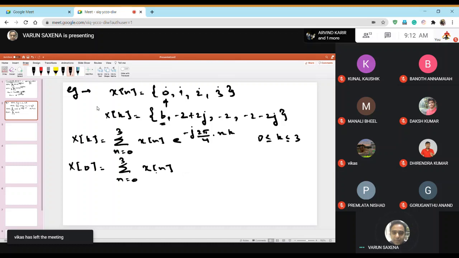So this thing is simple enough. Before the end of the class we did this property also, that capital X0 is going to be just the sum of all the xn's. So this is simple. This is just going to be your 6. This is the value that you get.